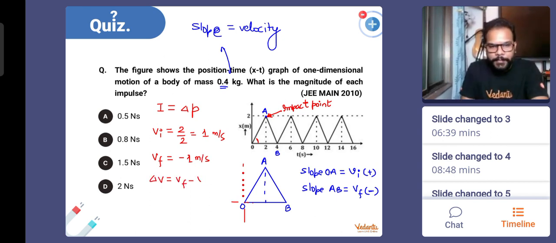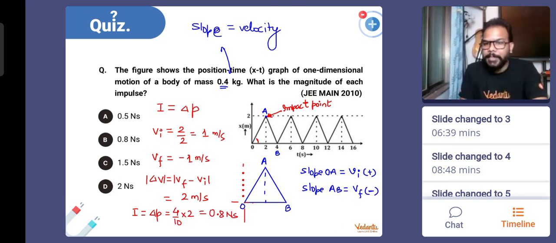Right? So what is the change in velocity? V final minus V initial. And I only want the magnitude of it, because all my options are positive. So can I say that it is minus 1, that too in modulus? So how much is the value? Can I say it's going to be 2 meters per second directly? So what is the impulse value? Change in momentum. Mass is given to us as 0.4, and 0.4 multiplied by 2 comes out to be 0.8 Newton seconds. Sabko samajh mein aa gaya?